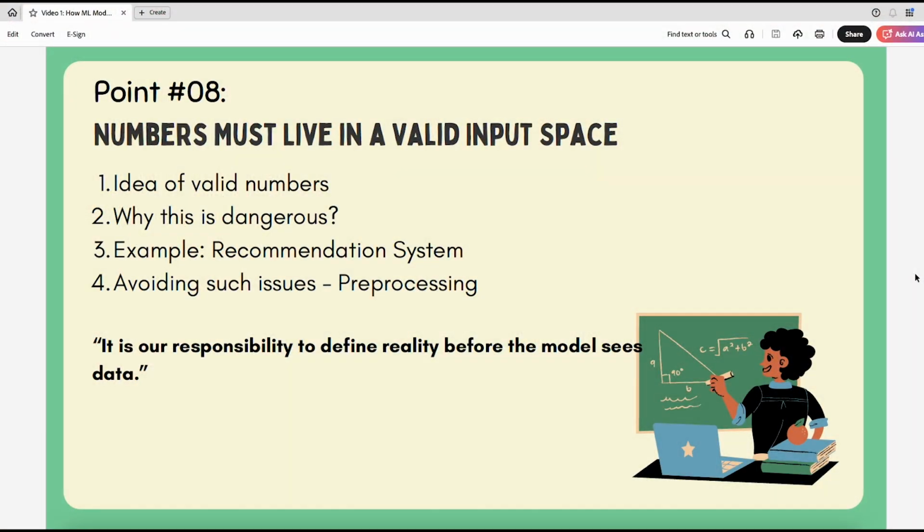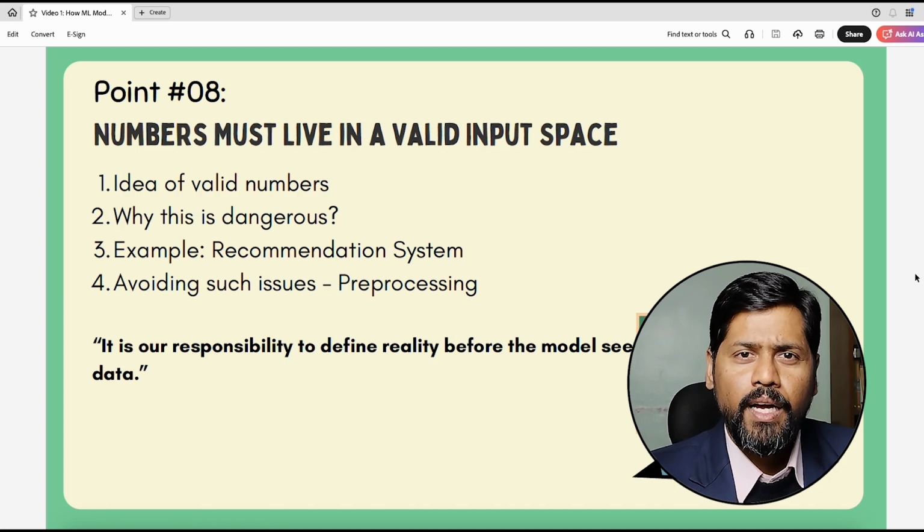This actually reduces noise and increases the accuracy of our data. Moving on to the next point, each number that we feed into our system must have a specific predefined range. What do I mean by that?